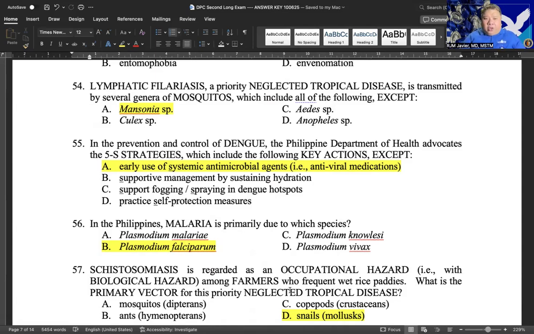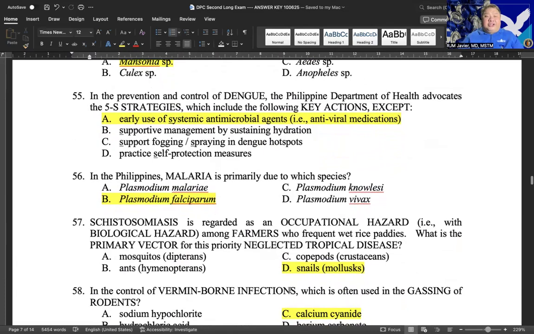Now, truth be told, your Mansonia can actually also transmit your lymphatic filariasis, but this genus of mosquito is not so commonly encountered in the Philippines. So if I were to choose the best possible answer, I would most probably also answer Mansonia, because in the Philippines, the leading genera of mosquito vectors for your LF would be your Aedes, Culex, and then your Anopheline mosquitoes.